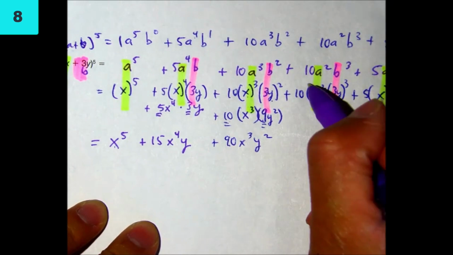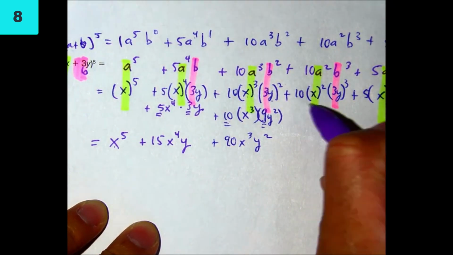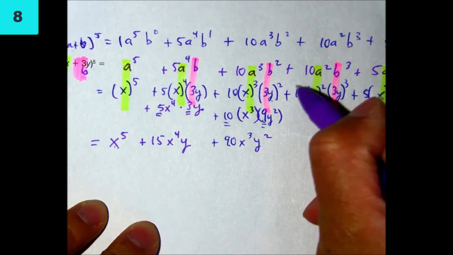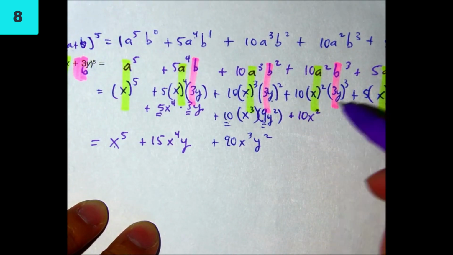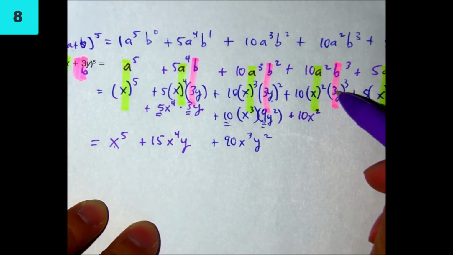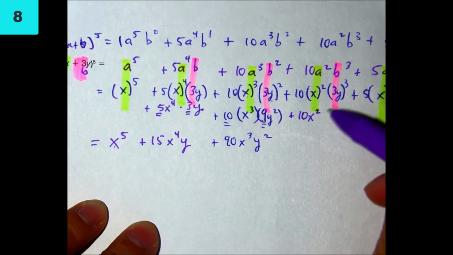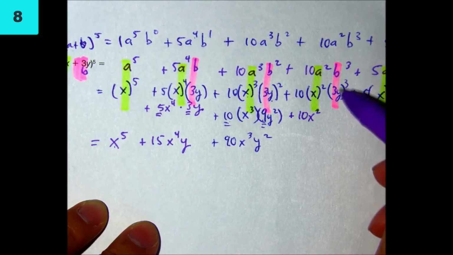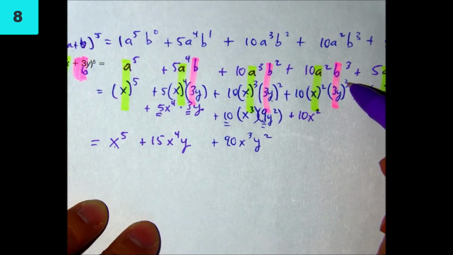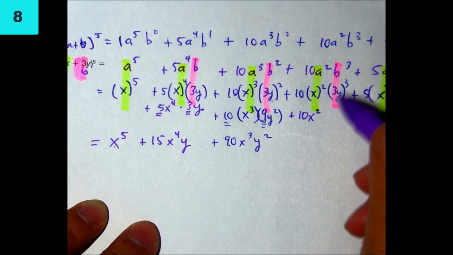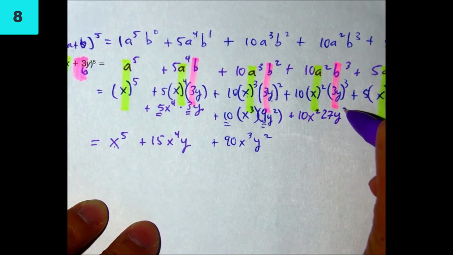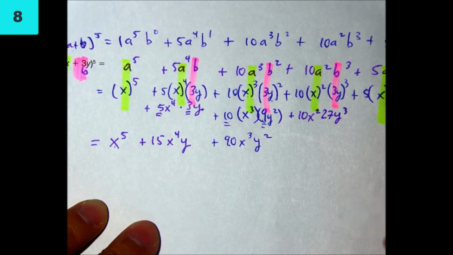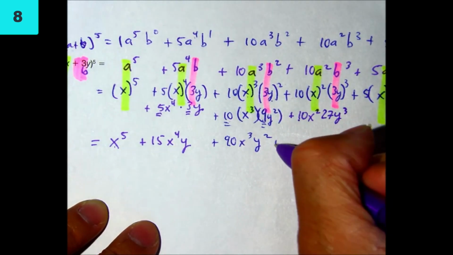Class, this one's going to become what right here? 10x squared, right? Okay. Class, does this mean 9y? No. What does it mean? 27. 3y times 3y times 3y gives us 27y cubed. And then class, what's 10 times 27? 270.